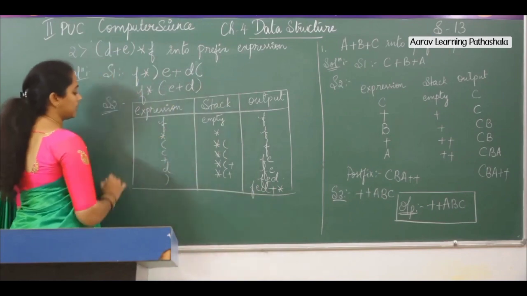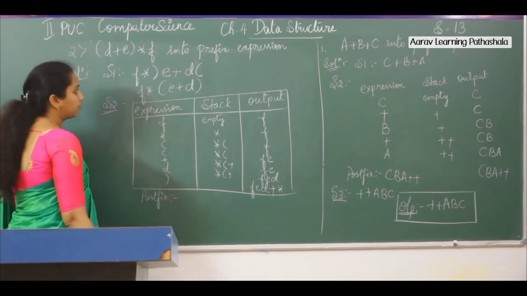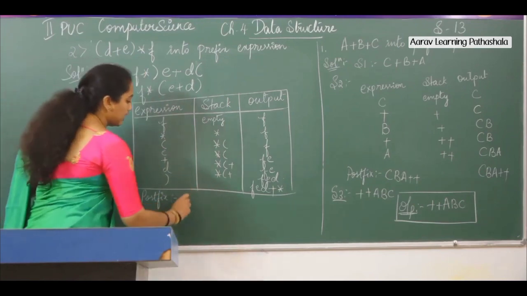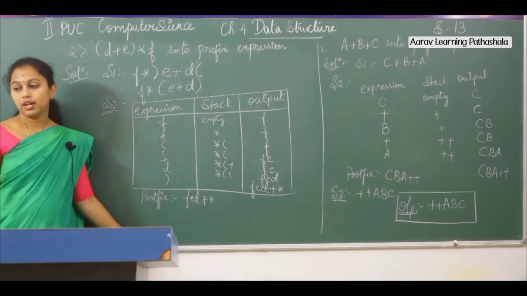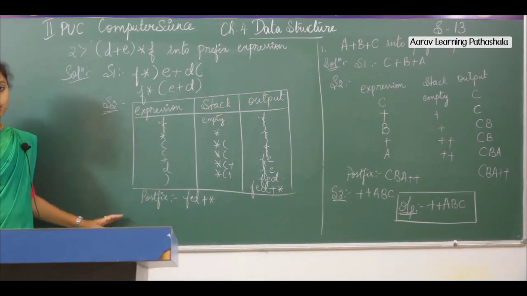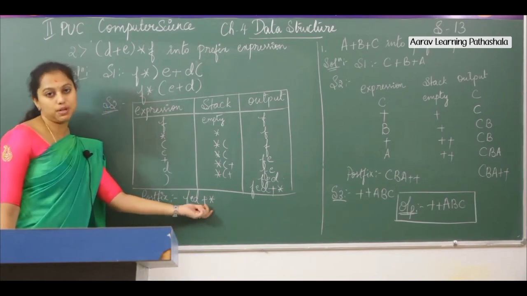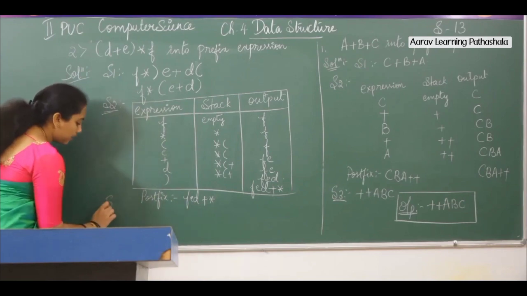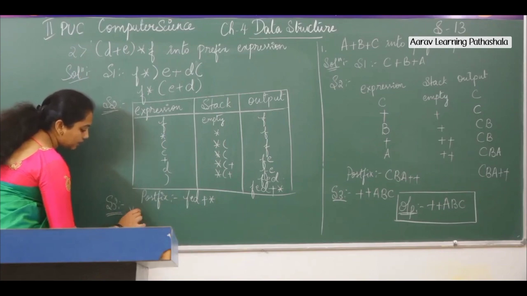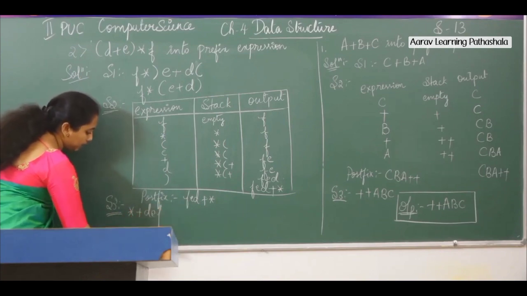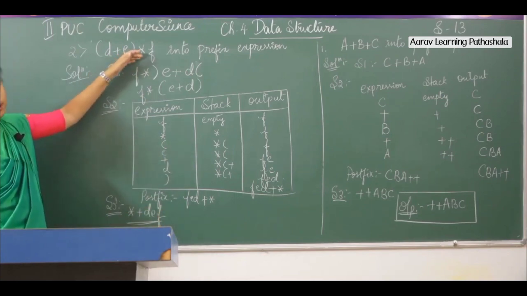So the postfix value of this infix expression is FED plus star. So to get the prefix expression, we have to reverse this postfix expression output. So in the third step, we are going to reverse this postfix value. So that is star plus DEF. So this is the output of this given infix expression.